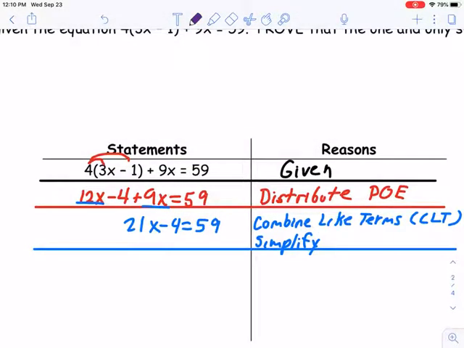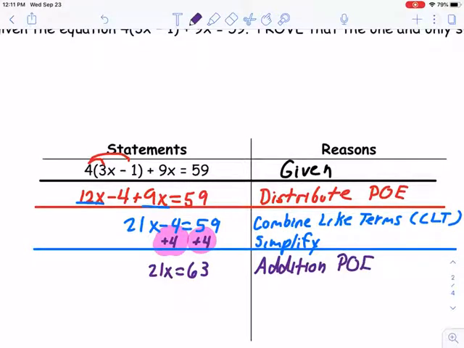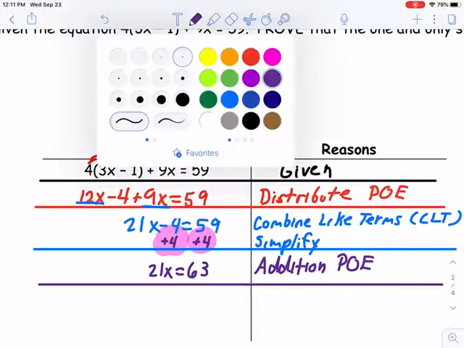Now, this -4, we have to undo this -4. So typically in the future, we're not going to write this purple stuff, what I'm highlighting here, but I'm just emphasizing things. We're adding 4 to both sides. So since we're adding 4 to both sides, it's addition property of equality. I'm going to be a little bit lazy and write addition POE, property of equality. Don't tell Miss Brickley that I didn't actually write out the whole thing.